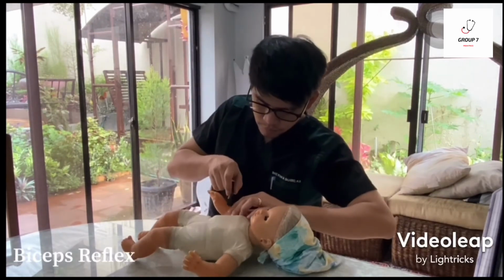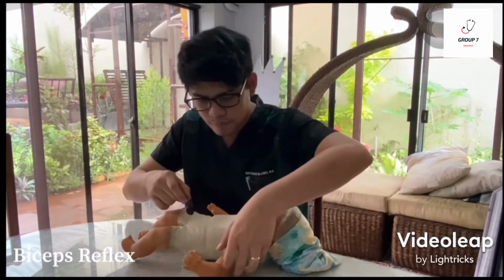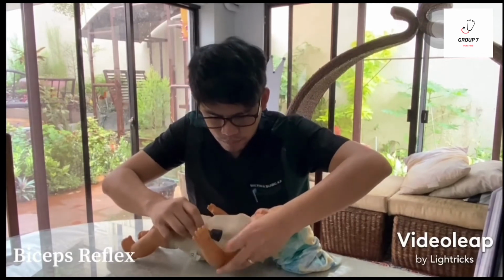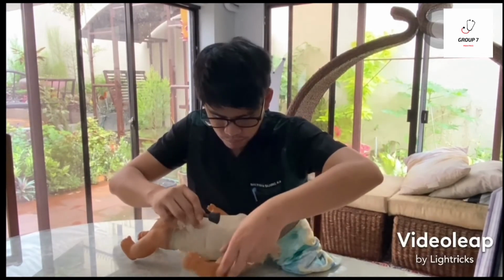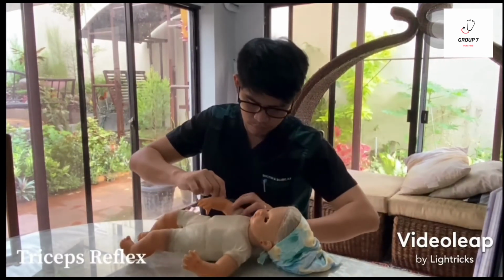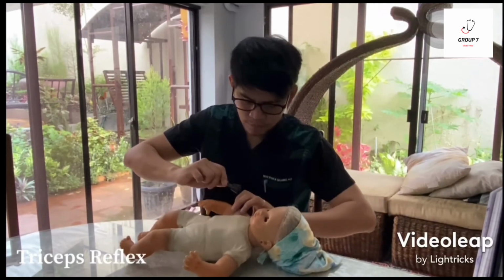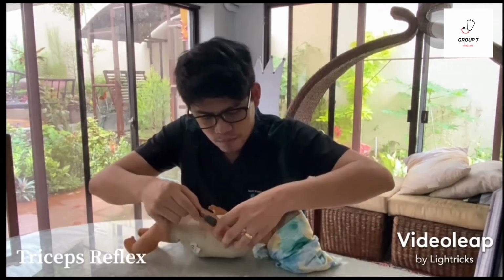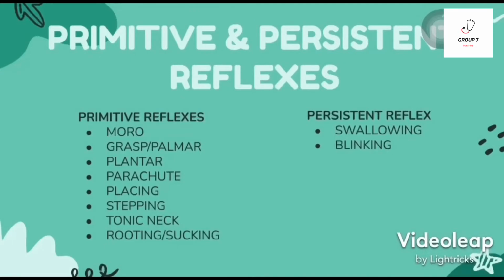In biceps reflex, the brachioradialis tendon is tapped, leading to contraction of the biceps and deflection of the forearm. In triceps reflex, the triceps tendon is tapped, resulting in extension of the forearm and contraction of the triceps. We have two types of newborn reflexes: primitive reflexes, which are present at a certain period but disappear later, and persistent reflexes, which are present from birth until adulthood.